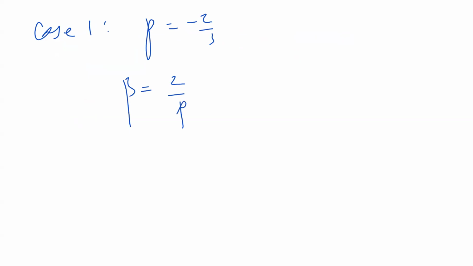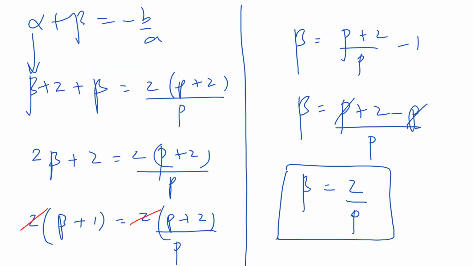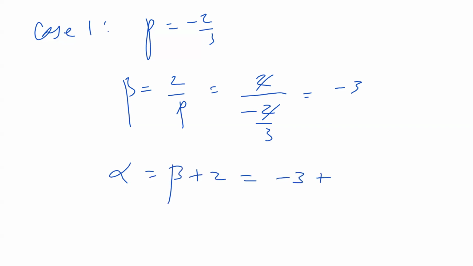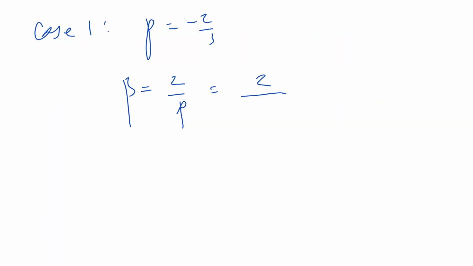Now case 1, p is equal to minus 2 by 3. Beta is equal to 2 by p, which we already have. So we'll calculate the value of beta now. 2 by minus 2 by 3. So 2 cancels, 3 goes up. So this is minus 3. Alpha is equal to beta plus 2, so minus 3 plus 2, which is equal to minus 1. So this is case 1. Case 2, you can do it on your own in a similar way by taking the value of p as 2. So you can solve the second case on your own.